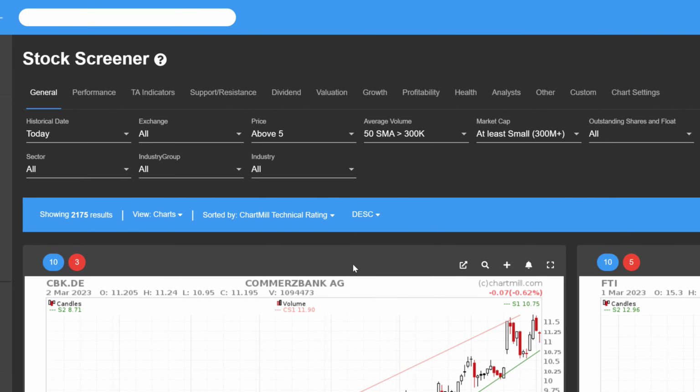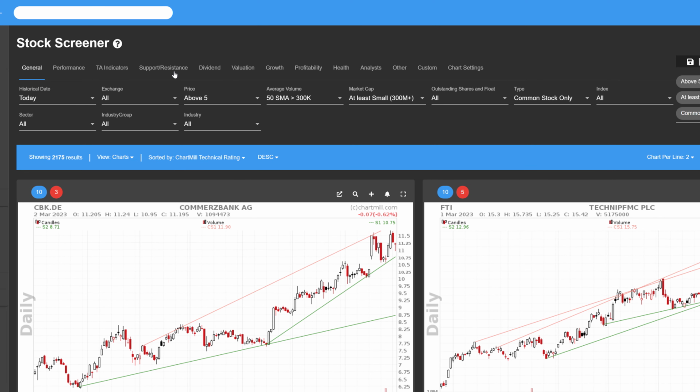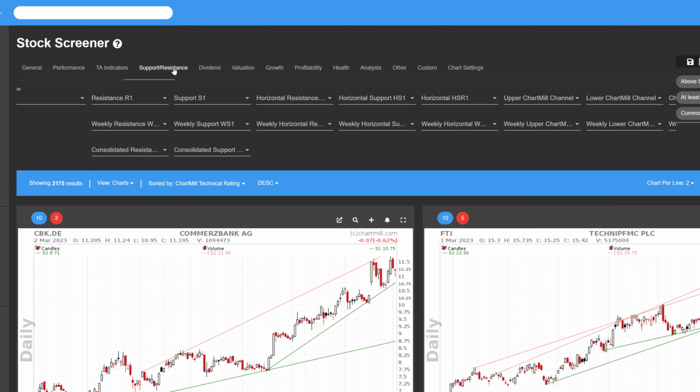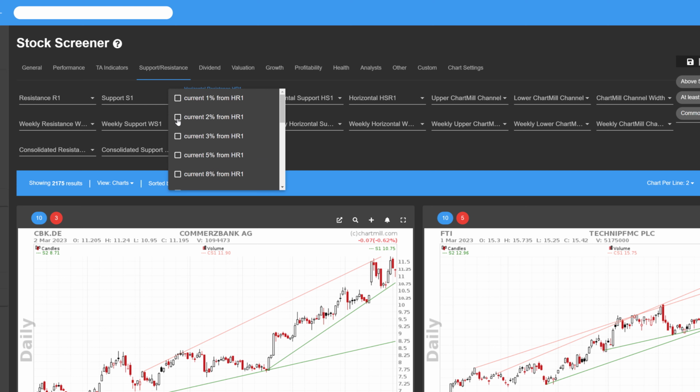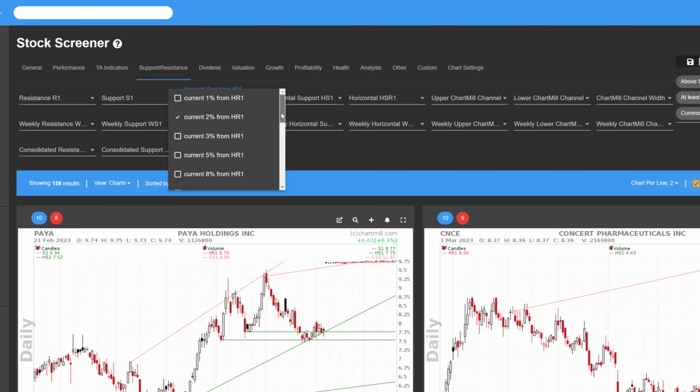This screen starts with the same basic data I used in the previous examples. Suppose we want to look for stocks whose price is close to horizontal resistance. To do so, click on the Support Resistance tab and then open the drop-down menu next to Horizontal Resistance S1. Select the current 2% from Horizontal Resistance 1 and HR1 length above 50.